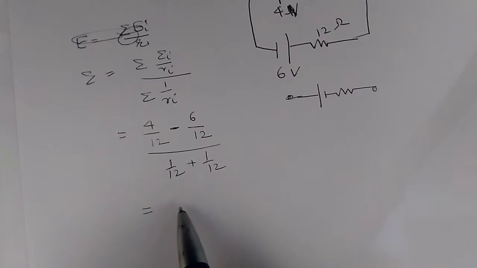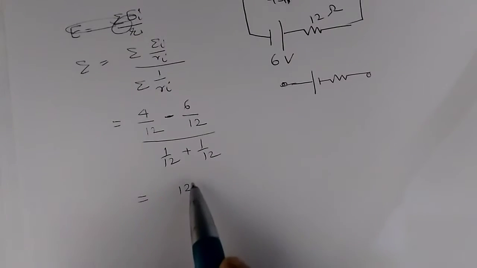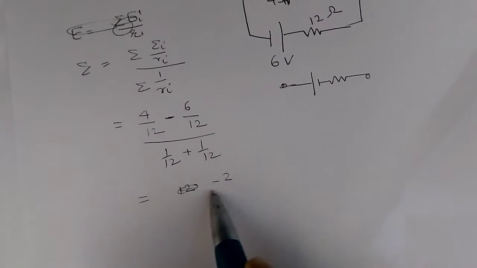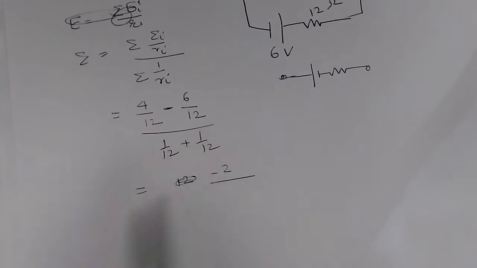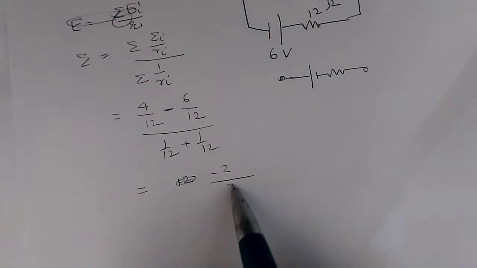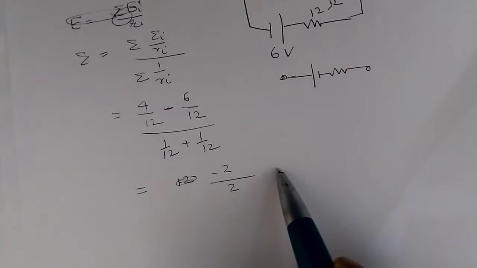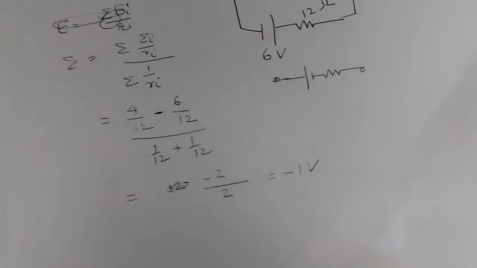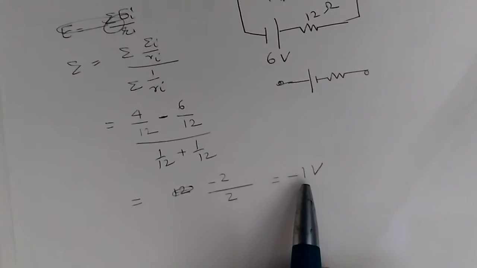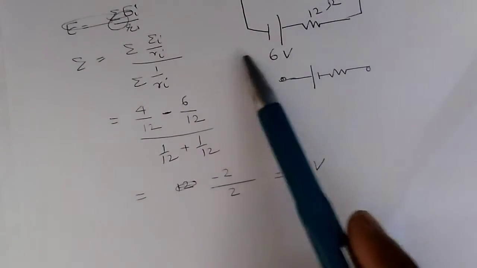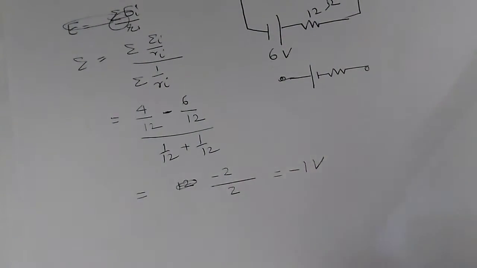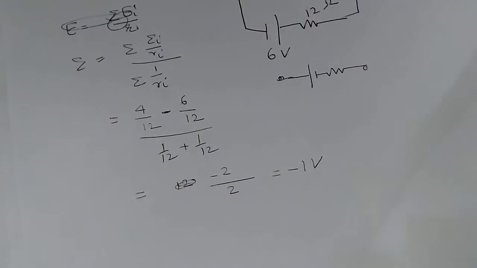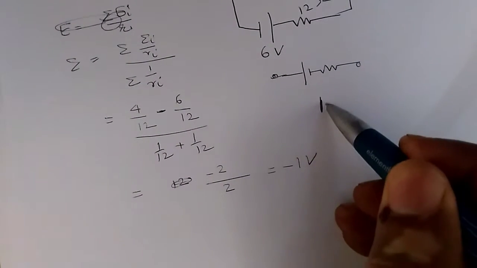Now this thing becomes 4 minus 6 over 12, which is minus 2 divided by 1 plus 1, which is 2. So this becomes equal to minus 1 volt. Now the current is reverse to our assumption. So in reality, the battery is like this.